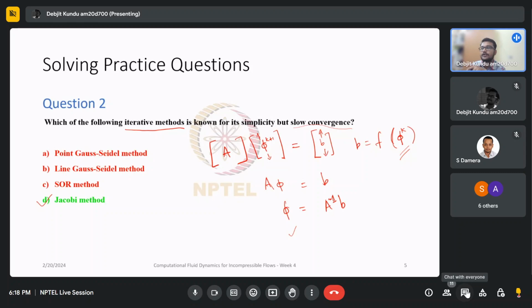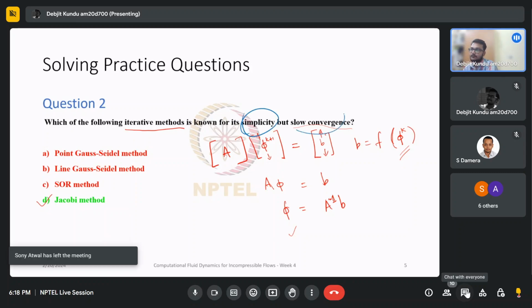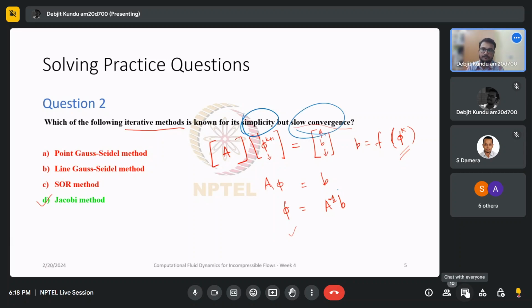But then again, coding this is simpler because the methods are very easy to carry out. So that's why the Jacobi method is simple, but the rate of convergence is slow. That is again the reason why Jacobi method isn't used very popularly anymore. The other methods have replaced it. Okay. Any questions on this?